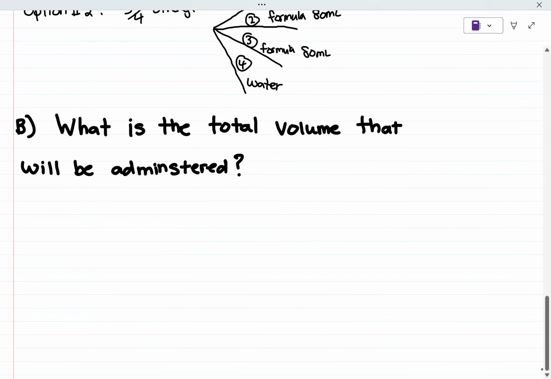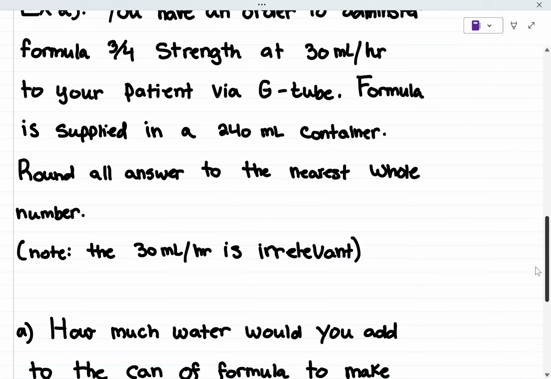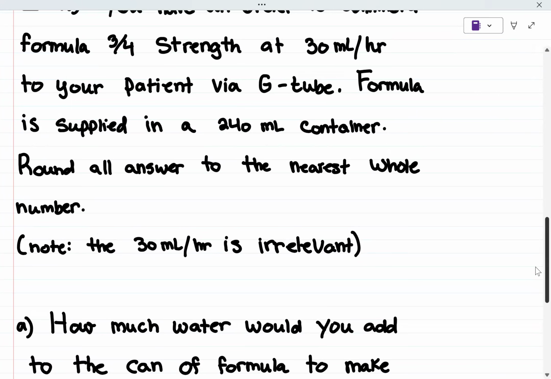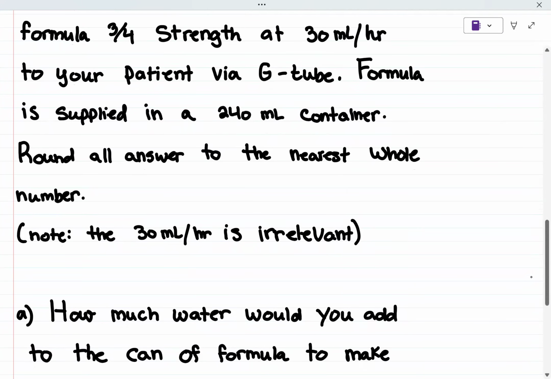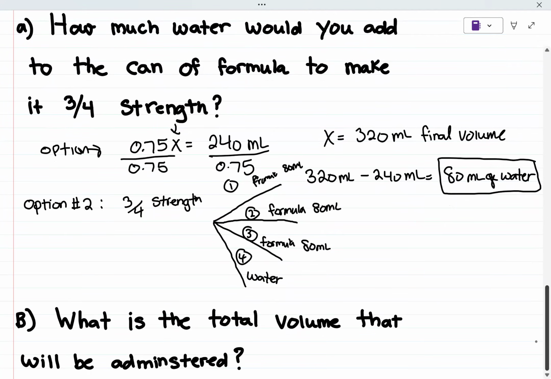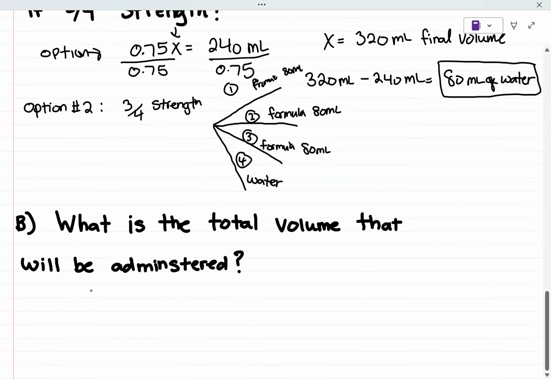Part B of the same question says, what is the total volume that will be administered? So basically, the total volume is the 240 milliliter container plus the 80 milliliters, and you get a total of 320 milliliters volume.